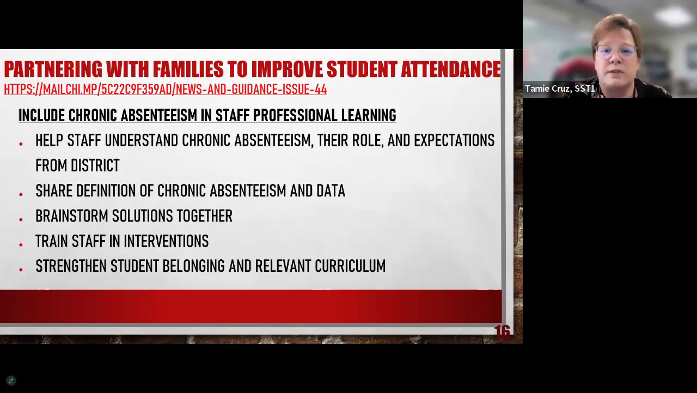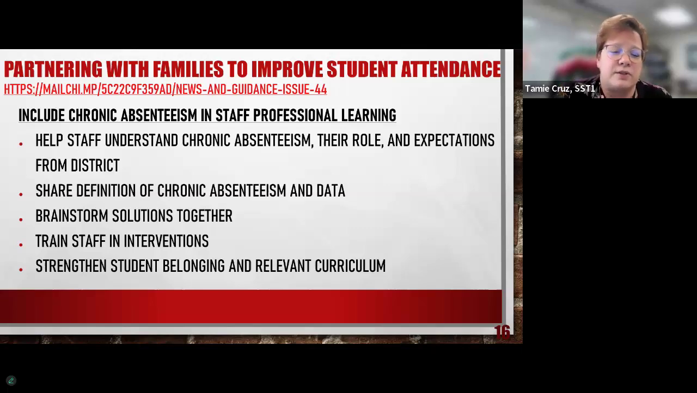Can they help you brainstorm solutions? What are they hearing from kids in classrooms? And then are you training staff in different interventions? You know, a 2x10 strategy where they talk to one student 10 consecutive school days for 2 minutes. Just getting to know them, help build that relationship with them.